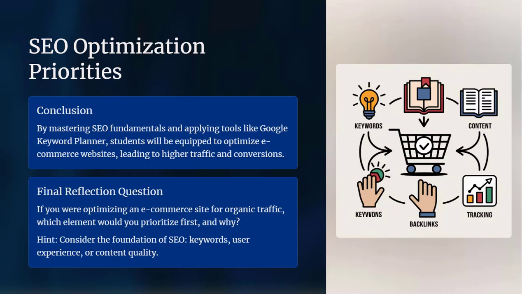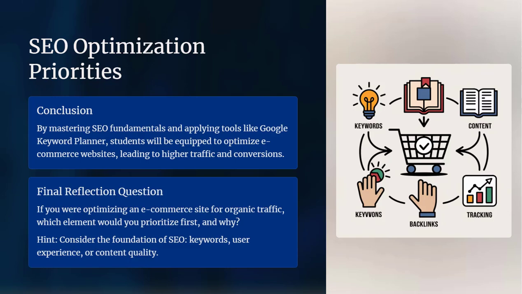SEO optimization priorities, right? So the key takeaway here is that mastering SEO fundamentals, like using a tool like Google Keyword Planner, can help students optimize e-commerce websites for higher traffic and conversion. The conclusion emphasizes that by applying these SEO best practices, students will be equipped to drive more organic traffic and sales for e-commerce businesses. The final reflection question prompts the audience to consider which SEO element they must prioritize. The final question here is, if you were optimizing an e-commerce website for organic traffic, which element would you prioritize first and why? So consider this question.